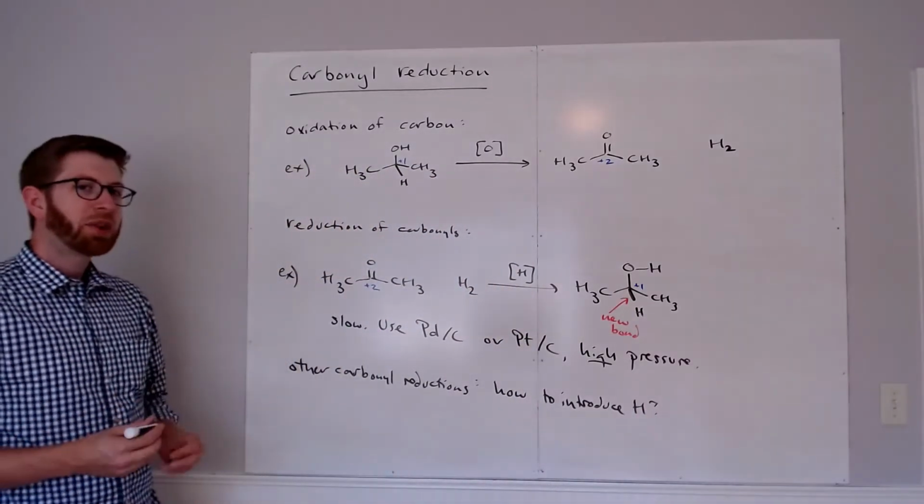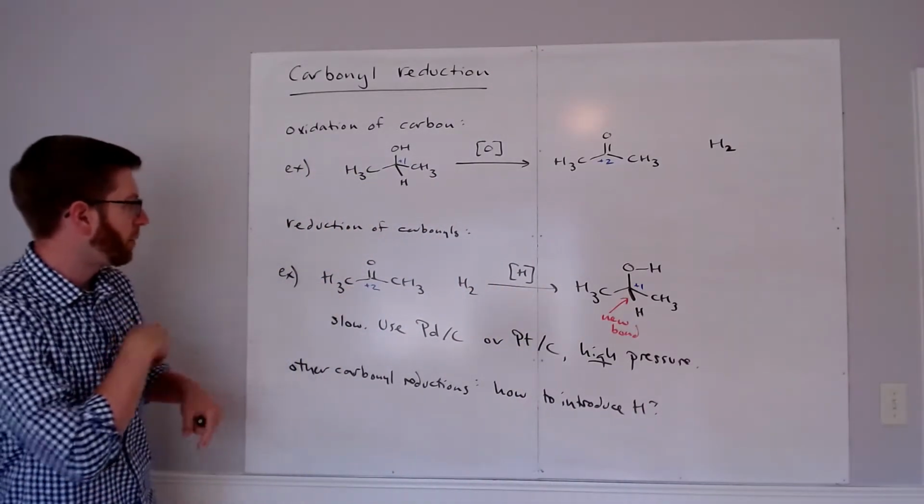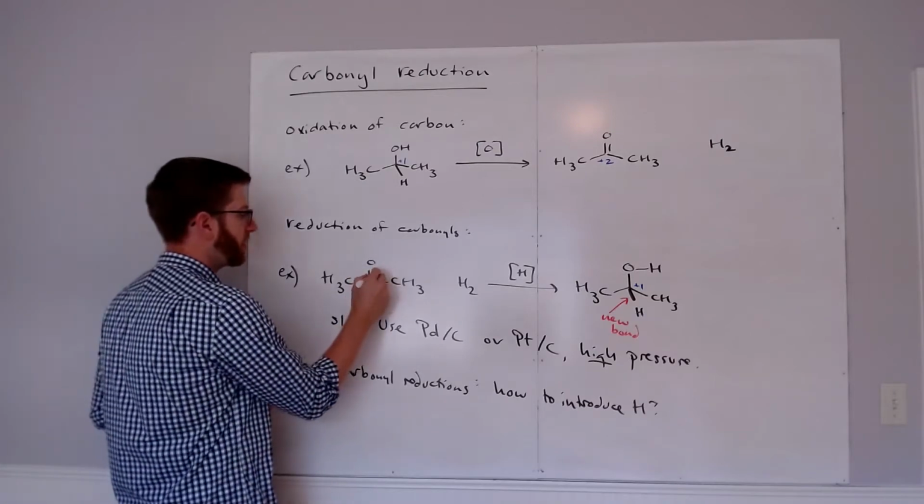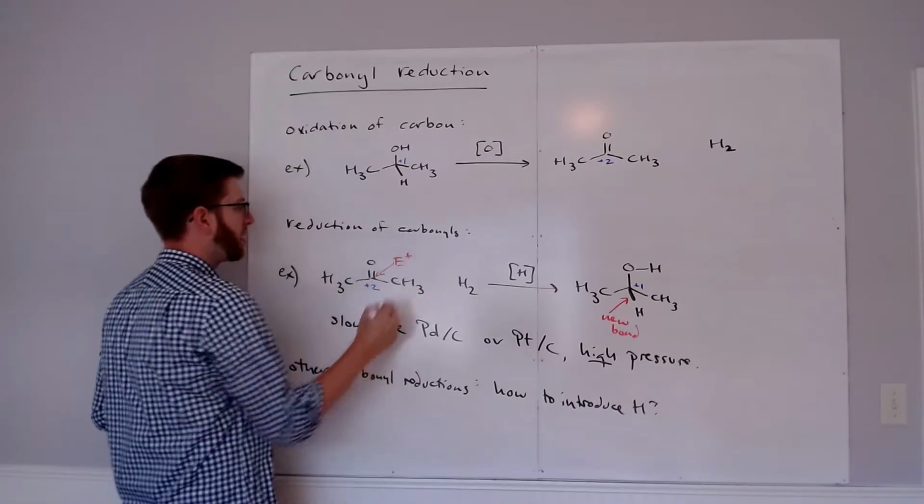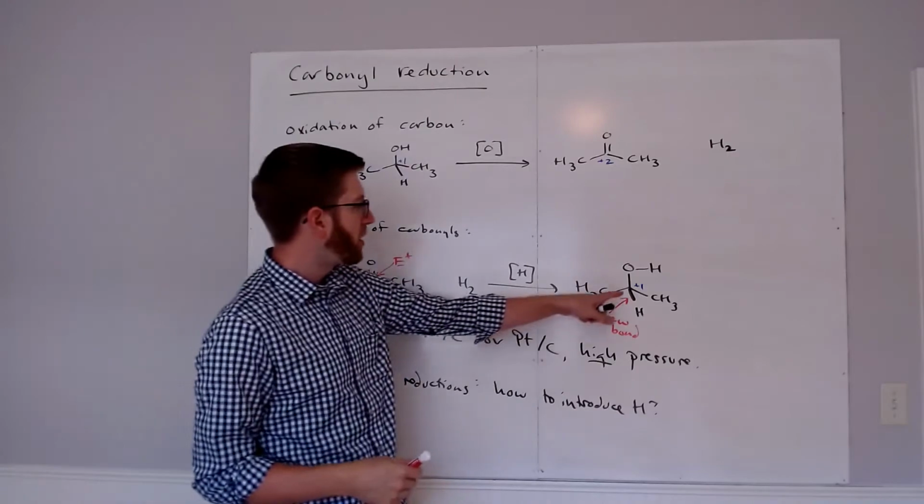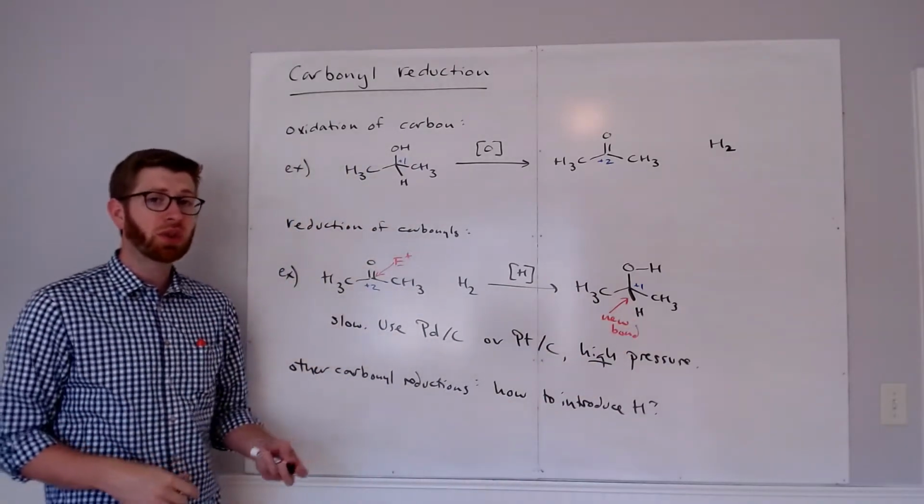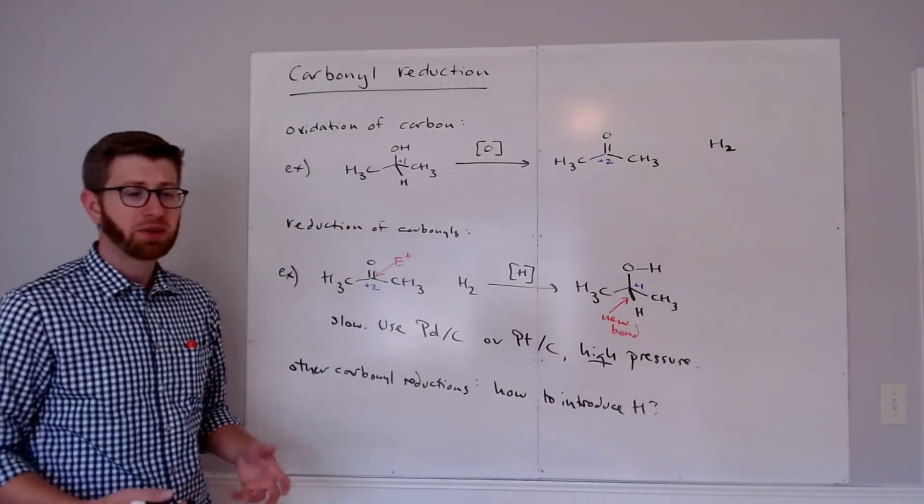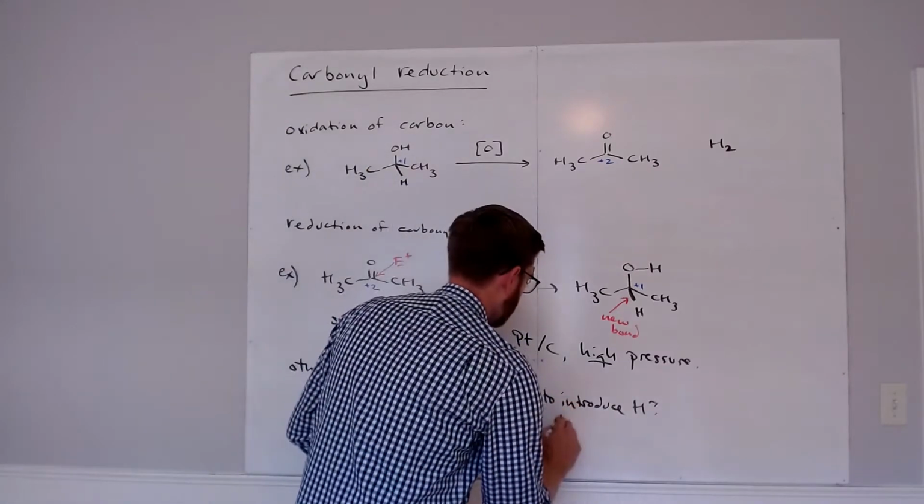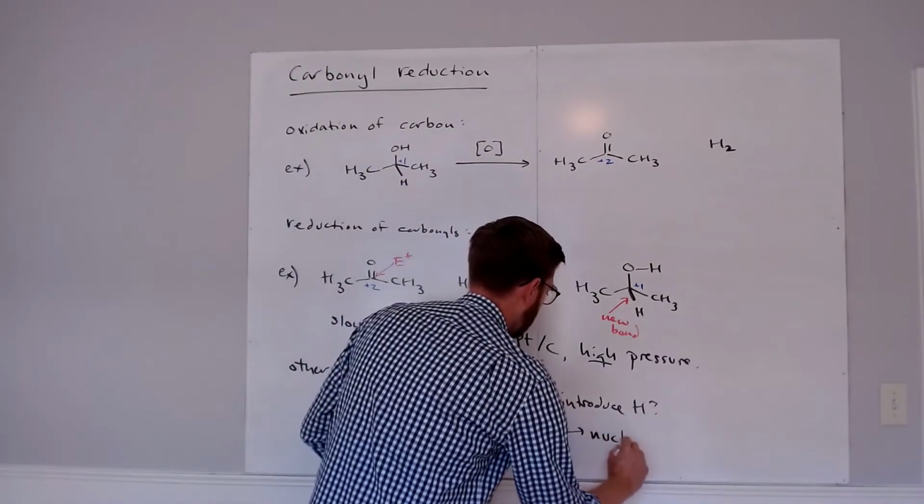But I know something about the reactivity of the carbonyl carbon that I'm trying to reduce. I know that this center here is electrophilic. And that means if I'm going to form a new bond to that center with a hydrogen, I'm going to need a nucleophilic source of hydrogen atoms. How to do this? Nucleophilic H's.